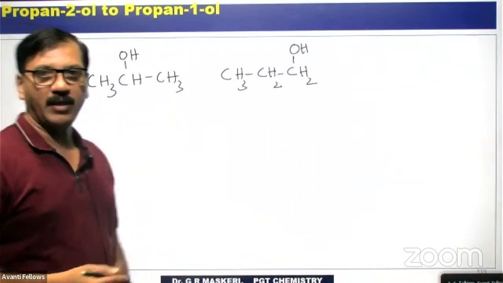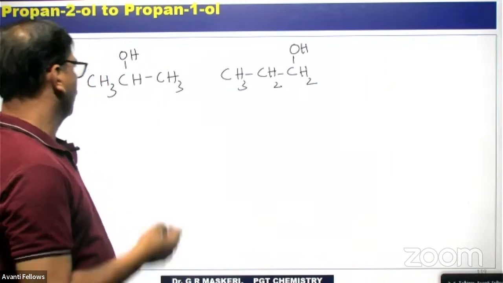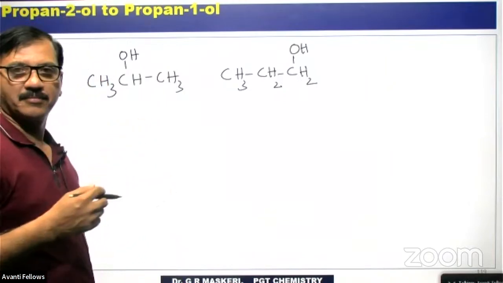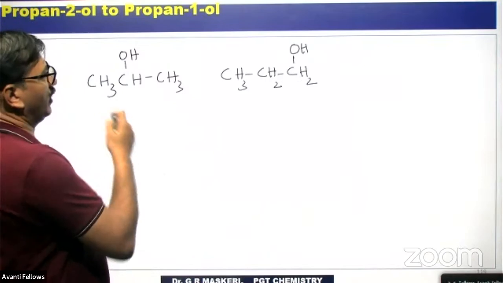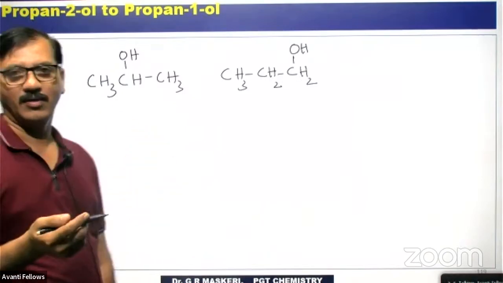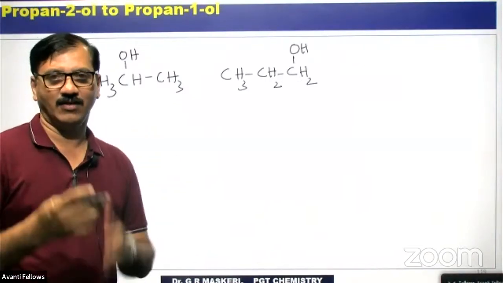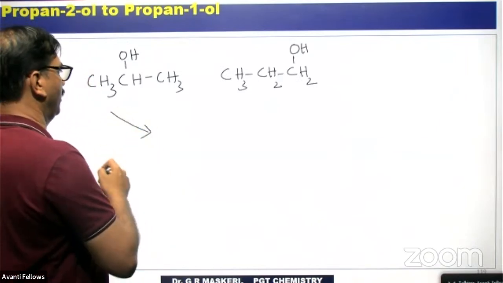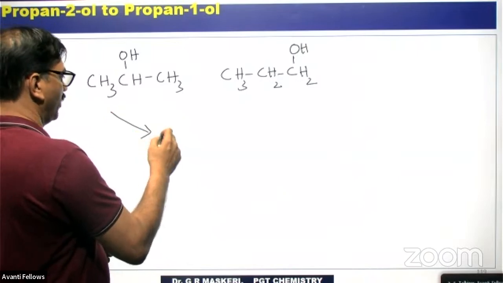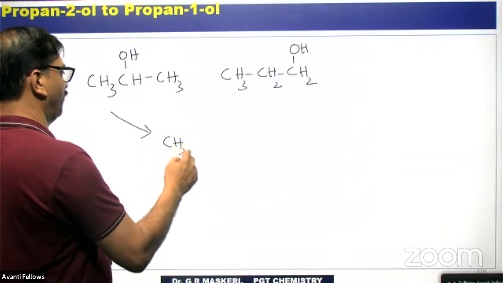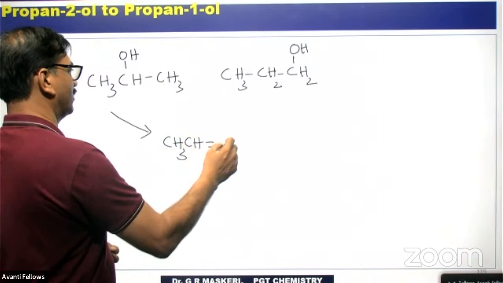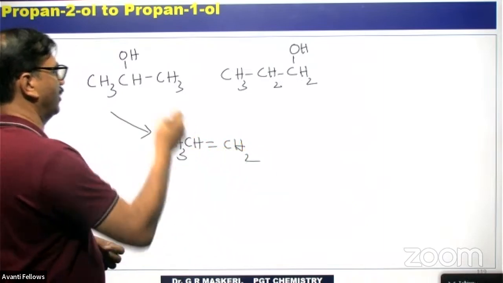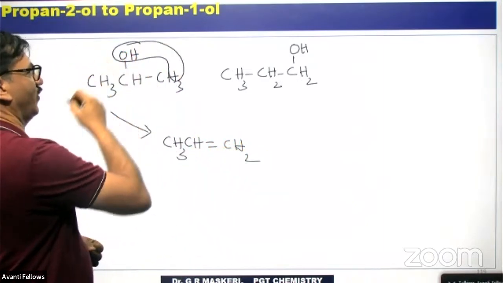Propane 2-ol to propane 1-ol. Again, we have to go for an alkene as the one which is coming in between. What is the one which you are going to use if you want to convert this to a double bond, where OH and H go away?